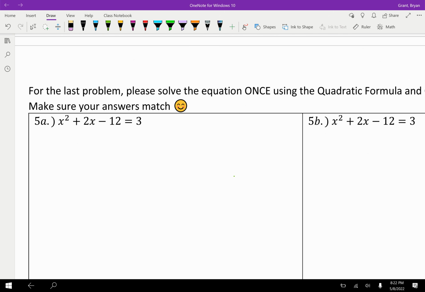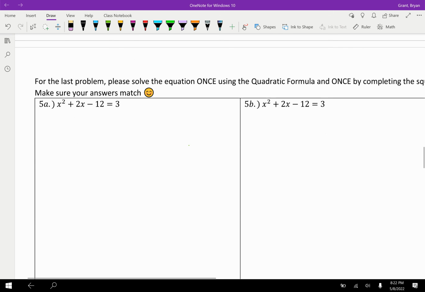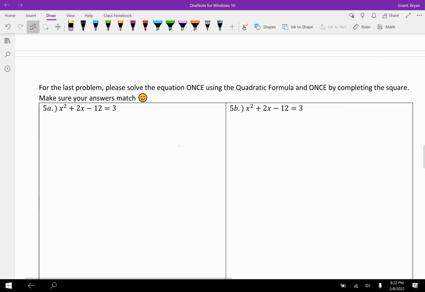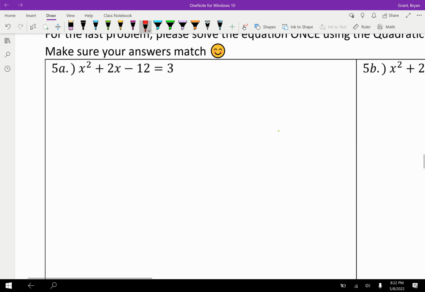This next page is a little bit interesting because you might notice that 5a and 5b are the same problem. And so we're going to do a little bit of a comparison here. We're going to make sure that you remember how to complete the square and how to use the quadratic formula. So you're going to solve this problem twice, once with completing the square and once with the quadratic formula. Now the quadratic formula is a little bit pickier than completing the square because the quadratic formula needs to have your equation equal to 0. And currently 5a is not equal to 0.